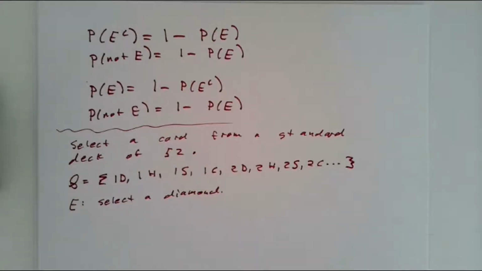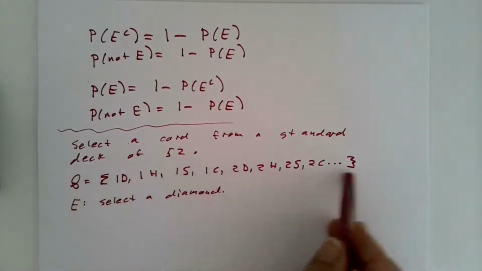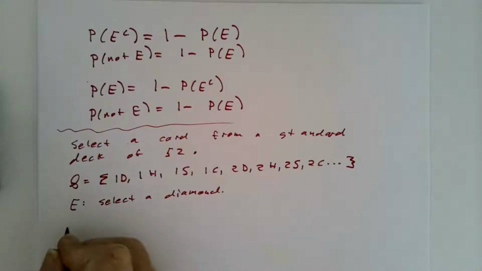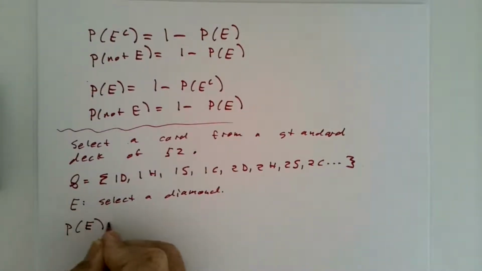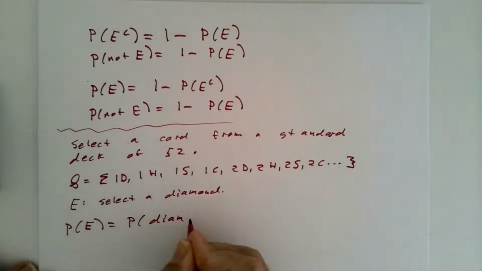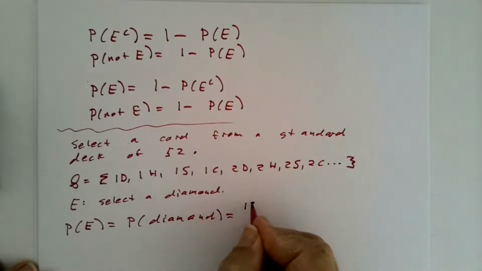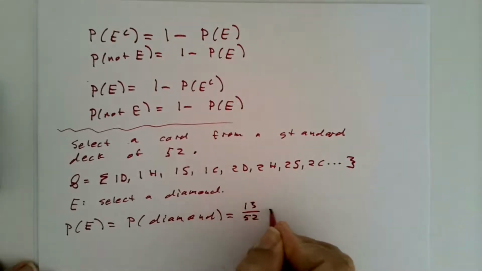If we're going to select a diamond, we have to count the number of winners divided by the number of total. This is a sample space, and all of these are equally likely. So the probability of selecting a diamond, the probability of E, depends on how many winners we have. There are a total of 13 diamonds: 1, 2, 3, 4, 5, 6, 7, 8, 9, 10, Jack, Queen, King. 13 diamonds out of 52, which would be 1/4.